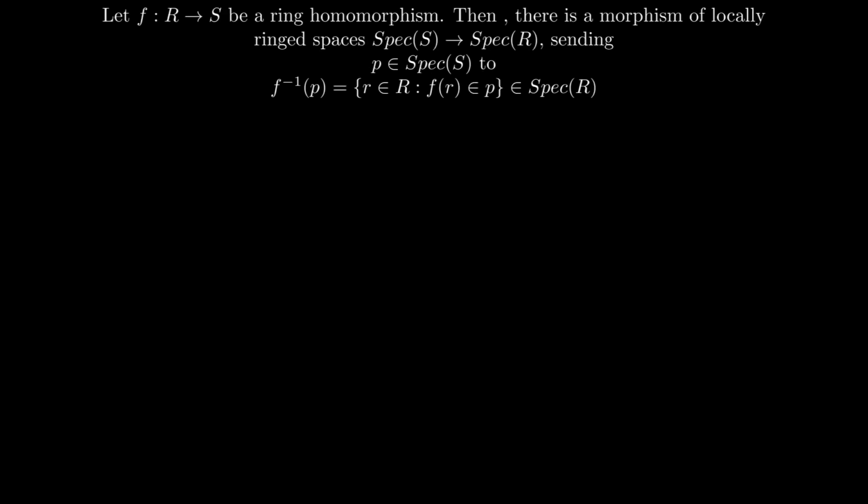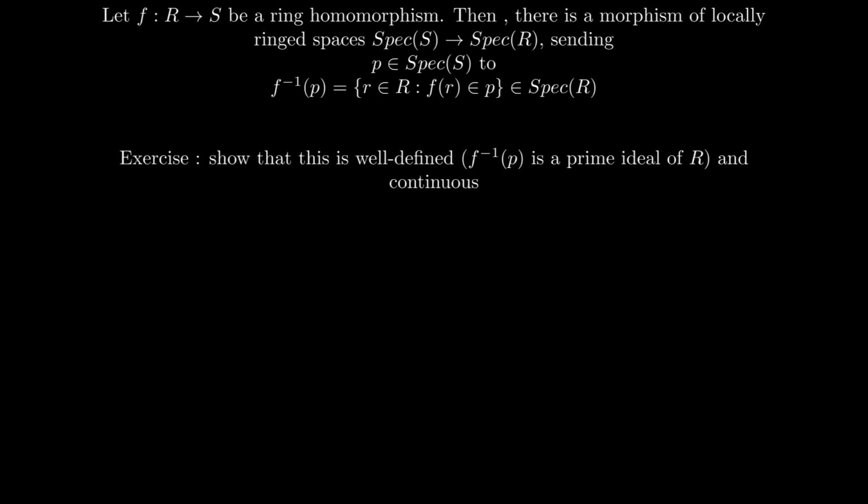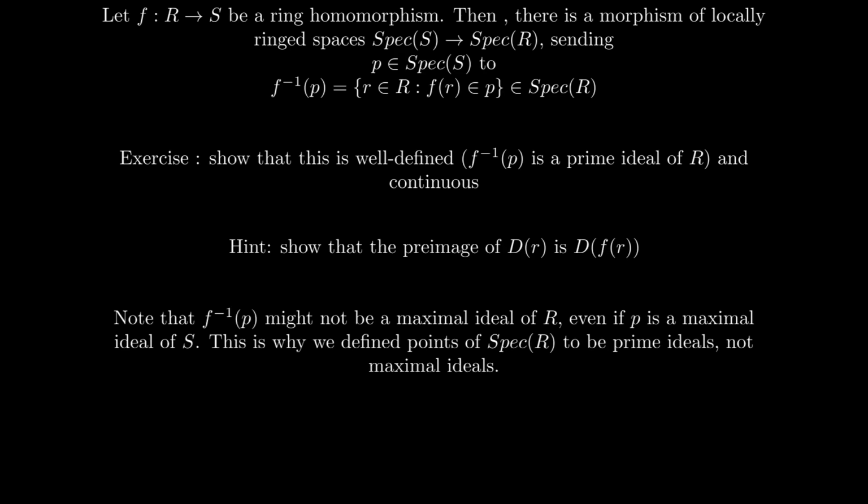Now let's talk about how a ring homomorphism induces a morphism of schemes in the opposite direction. If f from R to S is a ring homomorphism and P is a prime ideal of S, then its preimage is a prime ideal of R. This gives a function Spec S to Spec R. As an exercise, show that this is continuous. Hint: try to prove that the preimage of D(r) is D(f(r)). Note that this is false if we consider maximal ideals instead of prime ideals. This is why we define the points of Spec R to be prime ideals. Here's another exercise.